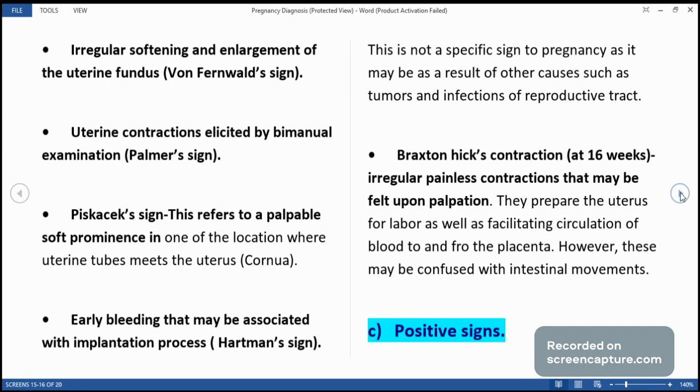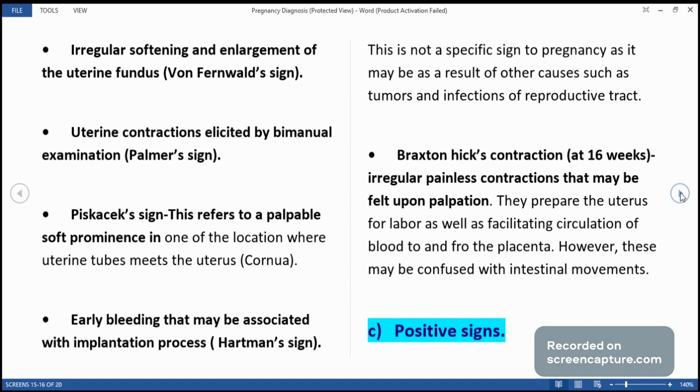Let's talk about Braxton Hicks contractions. Braxton Hicks contractions appear at 16 weeks. These are irregular, painless contractions that may be felt upon palpation. If you touch them, you'll feel them. The contractions initiate by themselves, called Braxton Hicks. They prepare the uterus for labor as well as facilitating circulation of blood to and from the placenta. However, this may be confused with intestinal movement.